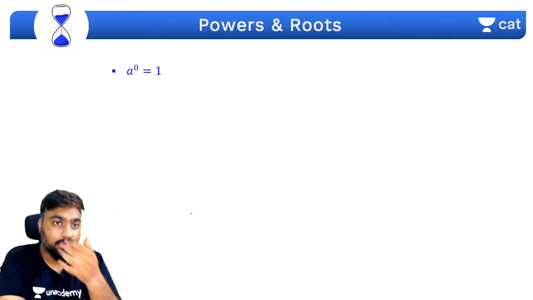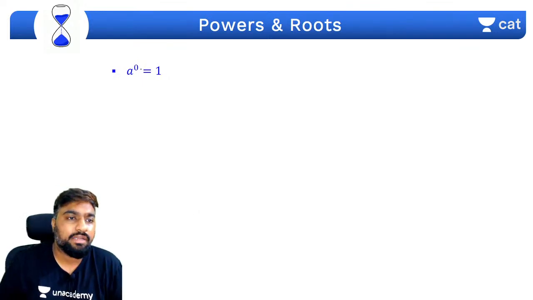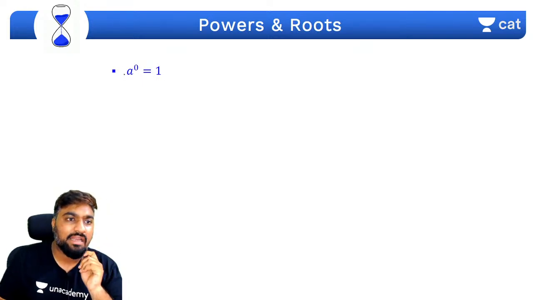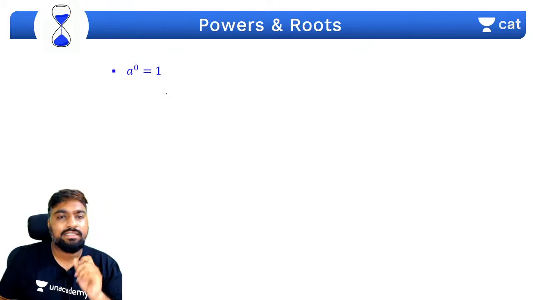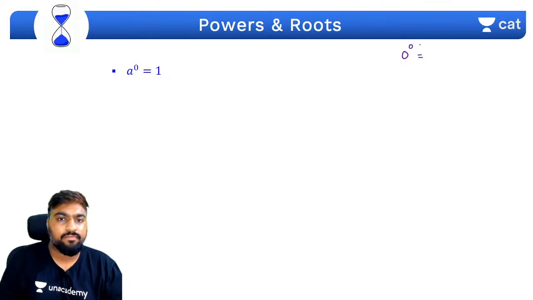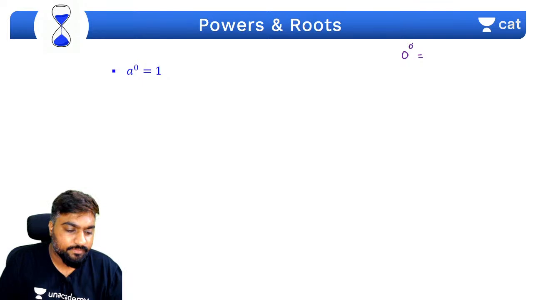Alright, so let's quickly talk about different rules of powers. Any number raised to the power 0 is equal to 1. We all know this, right? Any number raised to the power 0 is equal to 1. What is 0 raised to the power 0? Quickly tell me.